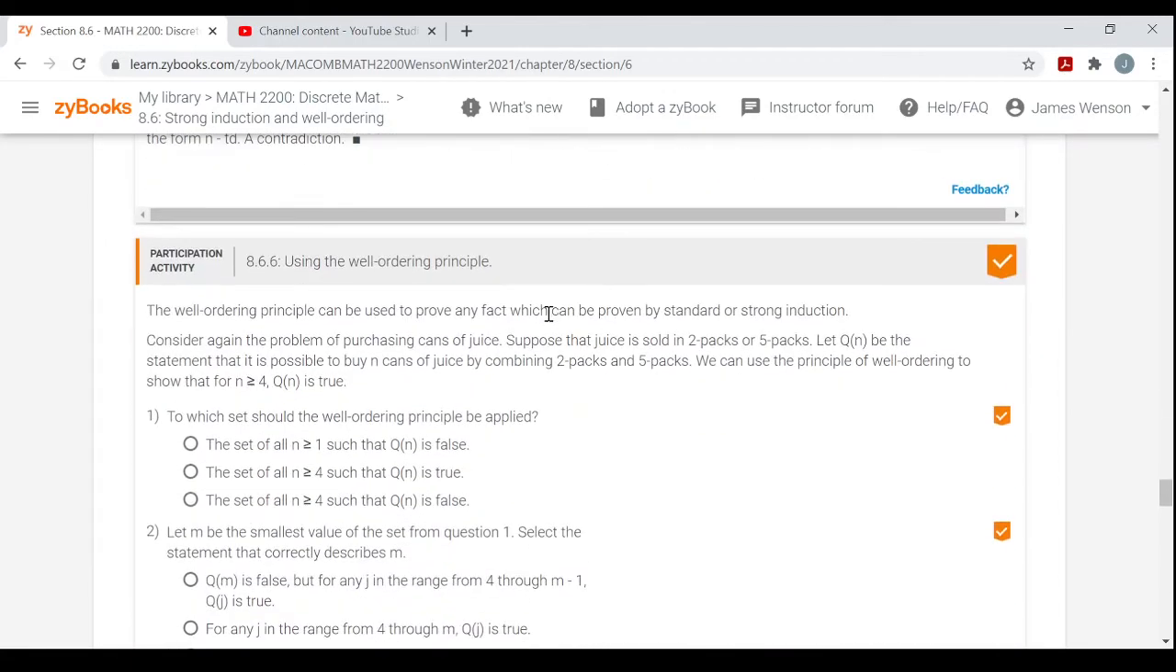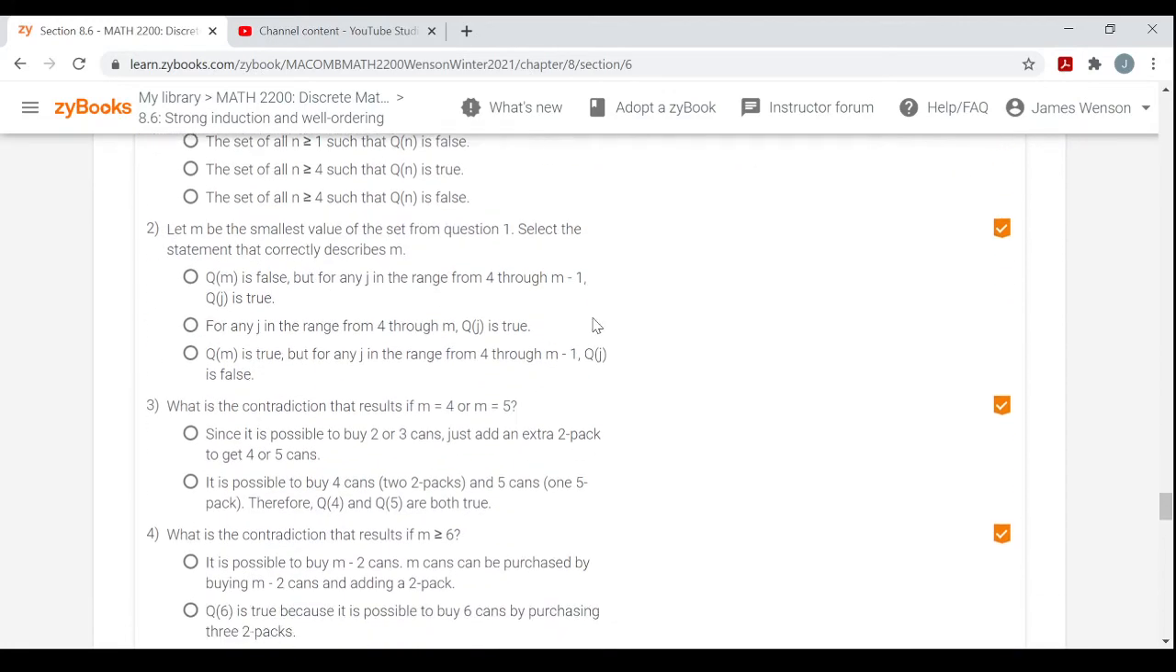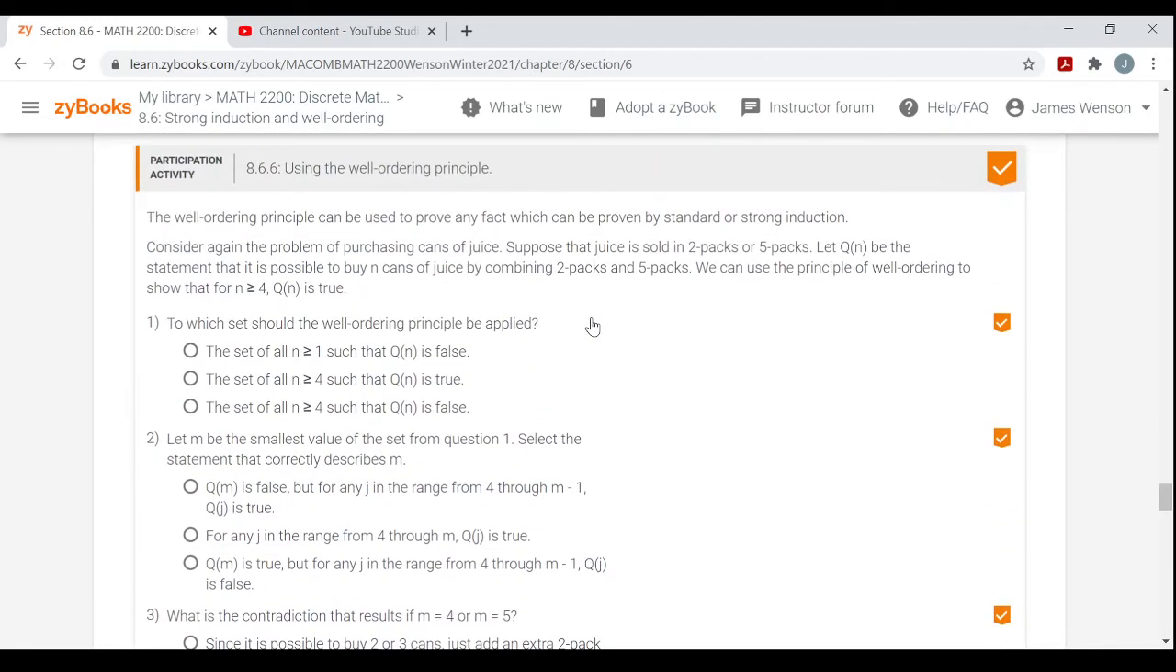I'm just going to get to this last activity here. Oh, it looks like I already did it. All right, anyway. So the well ordering principle, again, all it states is that any non-empty subset of non-negative integers is going to have a smallest integer.